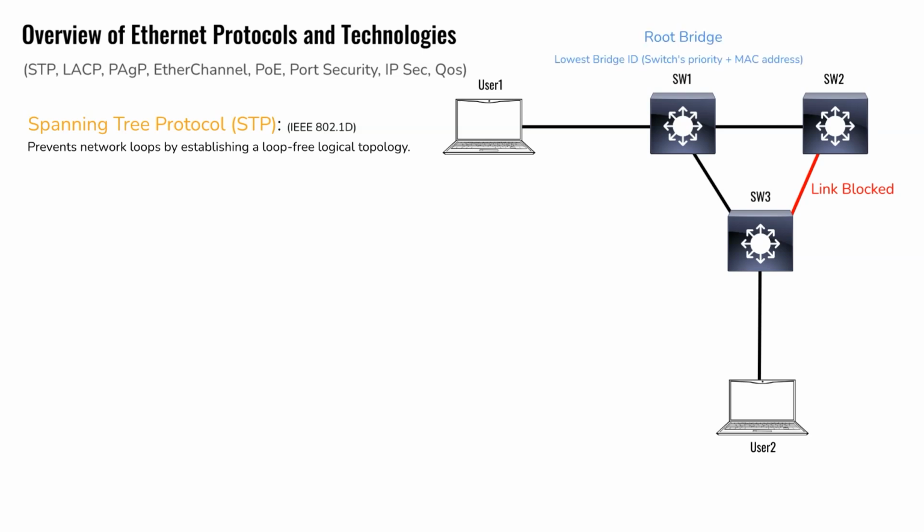It achieves this by designating a root bridge, which is the switch with the lowest bridge ID. Bridge ID is a unique identifier that combines the switch's priority value and its MAC address. The root bridge serves as a central reference point for path calculations, and redundant paths are blocked to ensure only one active path exists between switches. STP uses Bridge Protocol Data Units, or BPDU, to share topology information and determine the best path. In the event of a network topology change, STP recalculates the network paths to adapt and maintain loop-free operation.